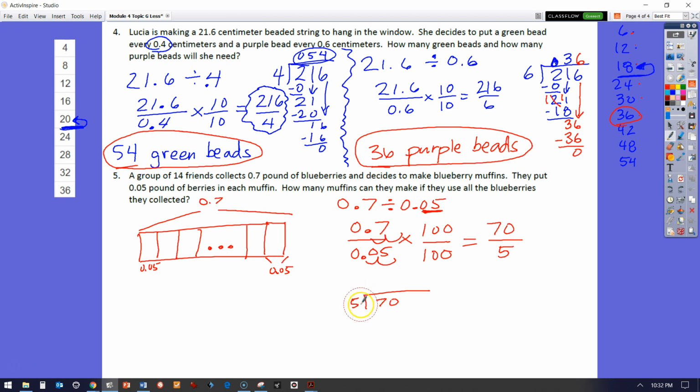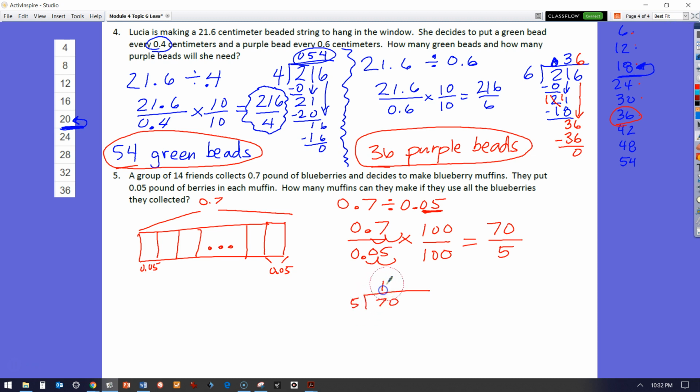So how many times does 5 go into 7? Well, 1 time. 5 times 1 is 5. 7 minus 5 is 2. Bring down the 0, 20. 20 divided by 5. 5, 10, 15, 20 is 4. 4 times 5 is 20. That's our answer. They'll be able to make 14 blueberry muffins.